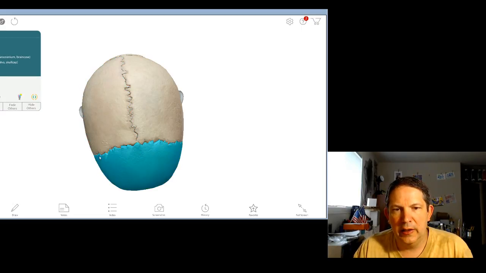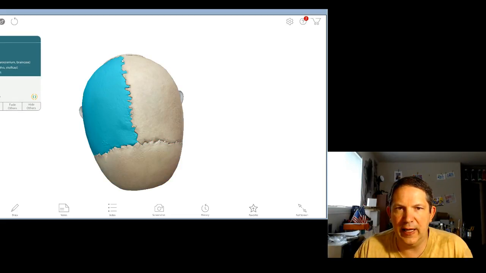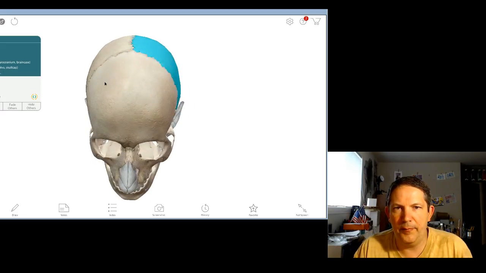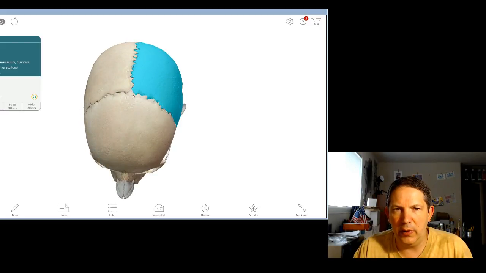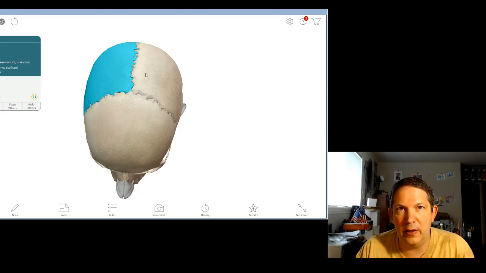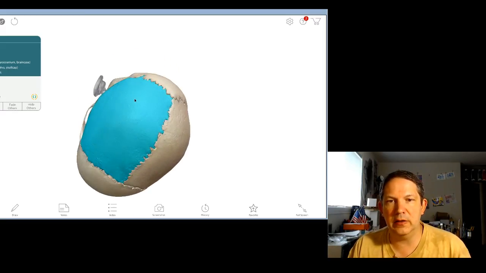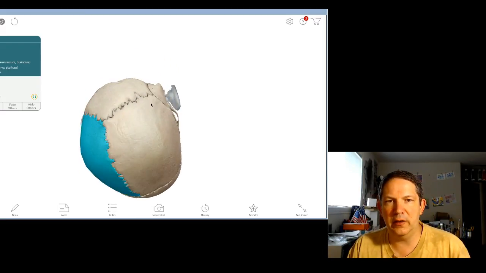So here's the coronal suture between the frontal and the two parietal bones, and there's a sagittal suture between the left and right parietal bones. In this junction between the frontal and the two parietals, we have in babies a soft spot, right? And we call that the anterior fontanelle, fontanelle being a little fountain, and there's going to be a posterior fontanelle as well in this region here.